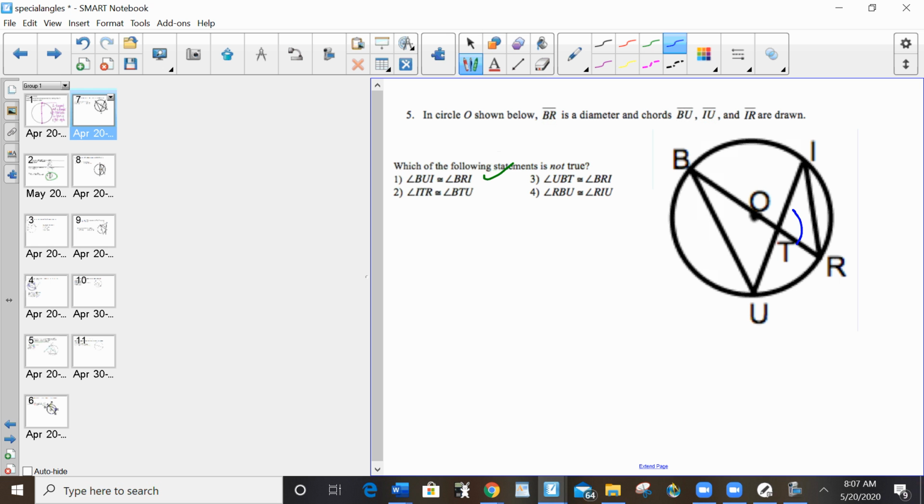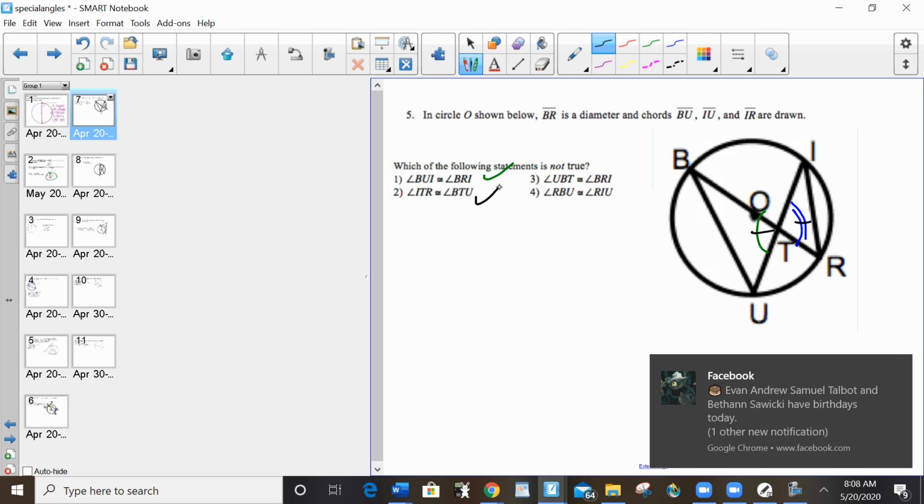ITR and BTU. These are not inscribed angles. They're not on the circle. We learned about these angles earlier in the year. These are vertical angles. And vertical angles are congruent. Not because they intercept the same arc, but because vertical angles are congruent. So understand these circle problems, you might also incorporate other rules. So they don't intercept the same arc, but they're not inscribed angles, so we're not even talking about that rule. They're vertical angles. Vertical angles are always congruent. So yes, those are congruent.